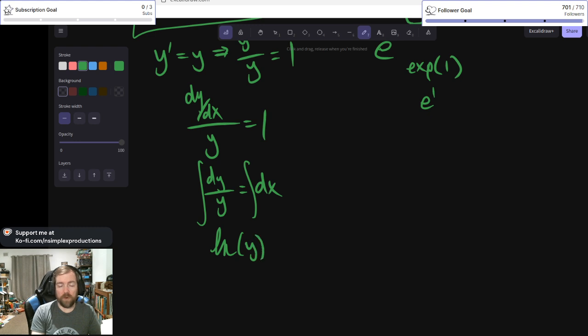Natural log of y is equal to x. And then when we use e as a base, this will put all of that stuff into the exponents. And then e to the natural log of y, they're inverse functions of each other, so we just get y is equal to e to the x.